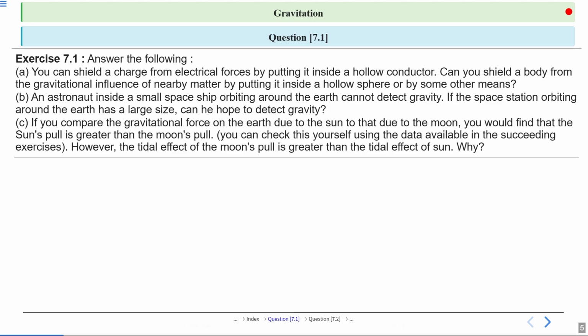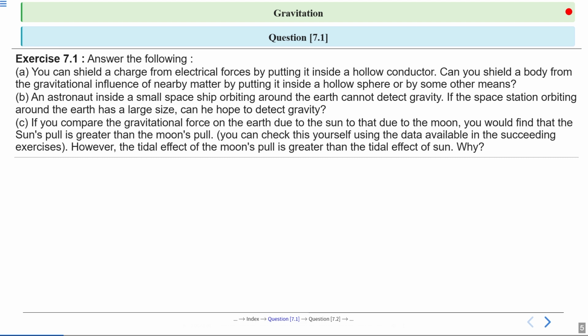B is: an astronaut inside a small spaceship orbiting around the Earth cannot detect gravity. If the space station orbiting around the Earth has a large size, can he hope to detect gravity?